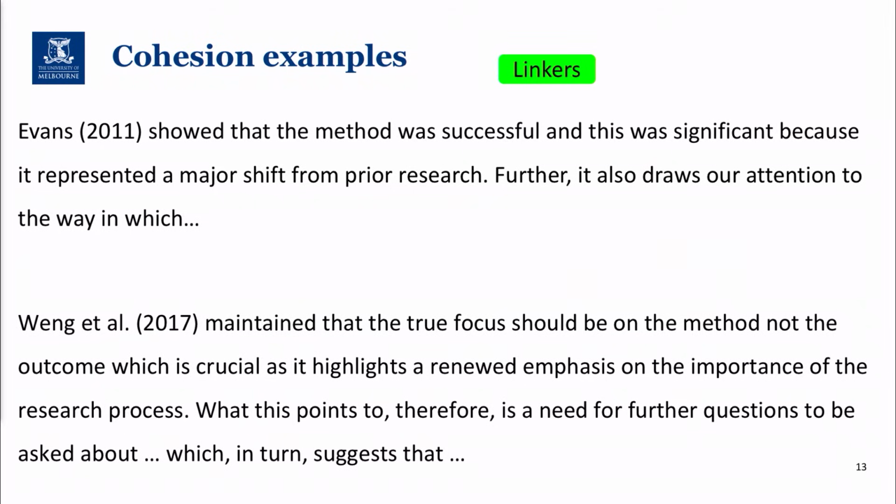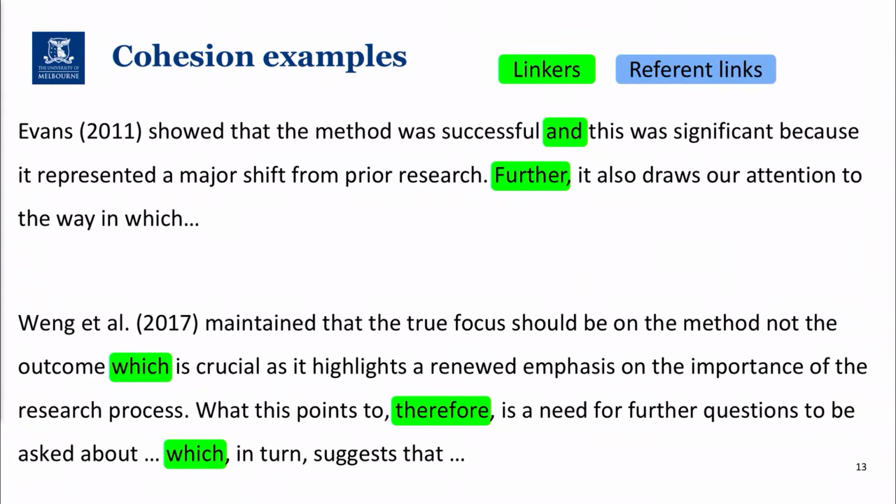We can use linkers, typically, and, which, therefore. We can also use what we call referent links. Words like this, which relates back to a point before it that the method was successful. In the second example, the it relates to the focus being on the method. So we don't have to repeat that phrase, we can use that referent link. And these are very powerful, again, because they provide that narrative thread through the text and link back to things that have been said, written about before.